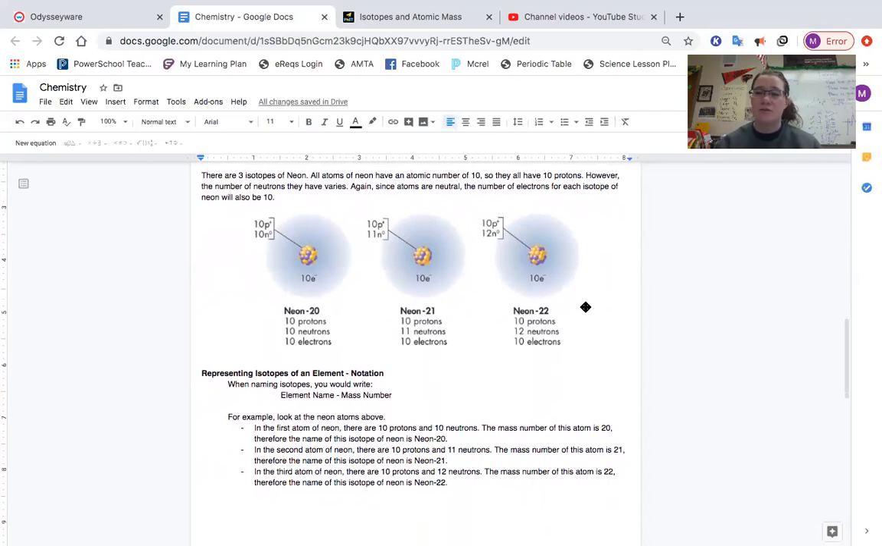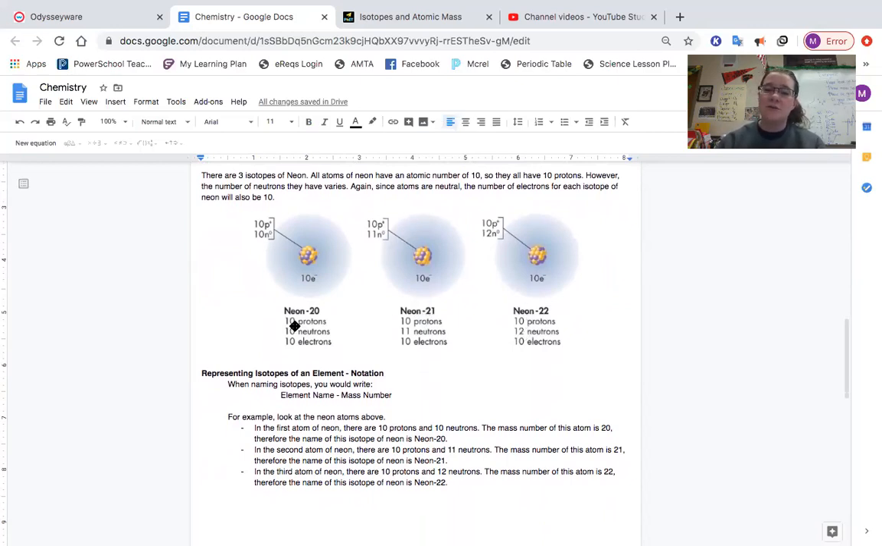If we were to look at neon, neon in nature can exist as three isotopes. So there are three different types of neon atoms we could see. The first one is a neon atom that has 10 protons and 10 neutrons inside of it. The other one has, again, 10 protons, but 11 neutrons. And then another has 10 protons and 12 neutrons.